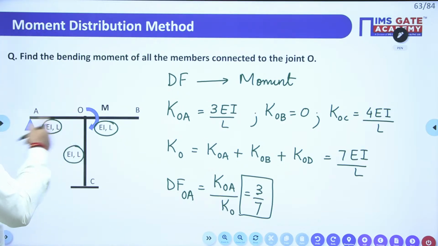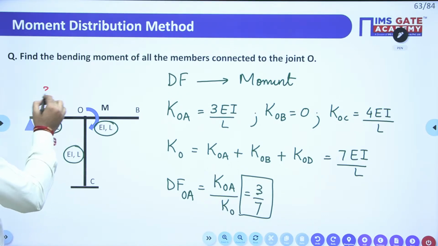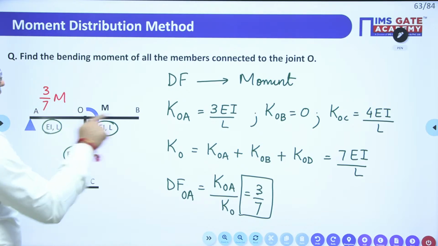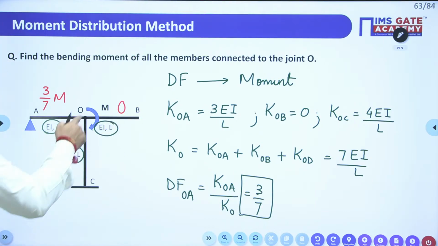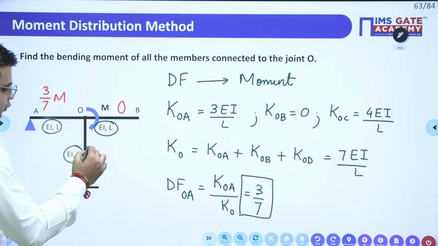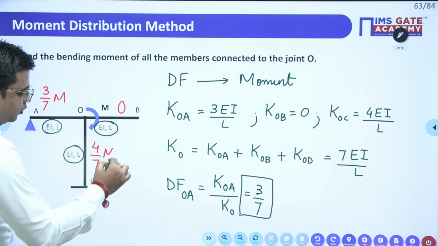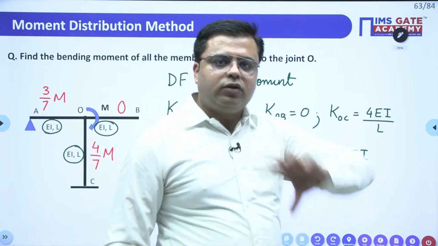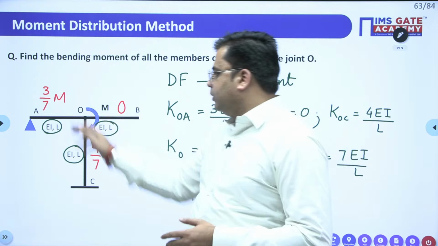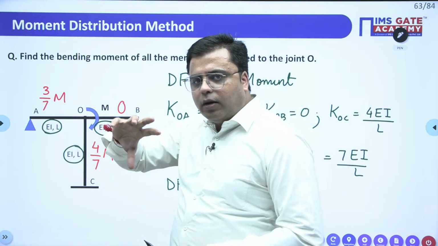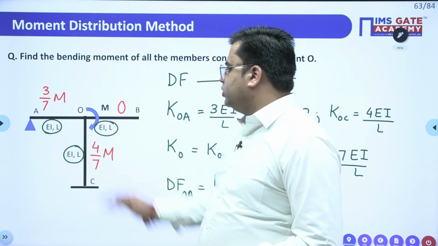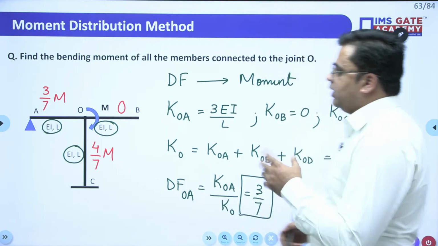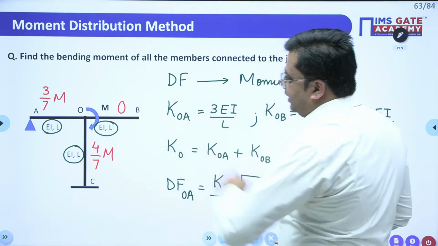For this member OA, the distribution factor is 3 by 7. Hence, the amount of moment coming to this member OA will be equal to 3 by 7 M. Since the distribution factor for this member OB is 0, the amount of moment coming to this member OB is 0. The distribution factor for this OC member is 4 by 7, hence the moment coming to this member OC is 4 by 7 M. So out of the total moment applied at the joint, 3 by 7 M will be taken by OA, 4 by 7 M will be taken by OC and none will be taken by OB. This is how you need to deal with questions regarding the distribution factor.